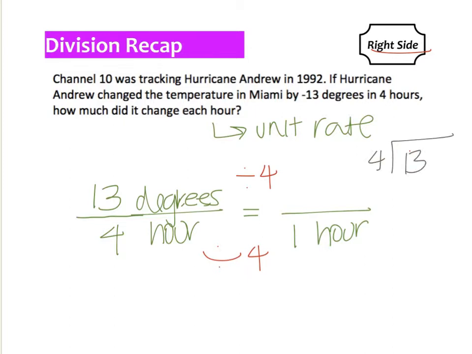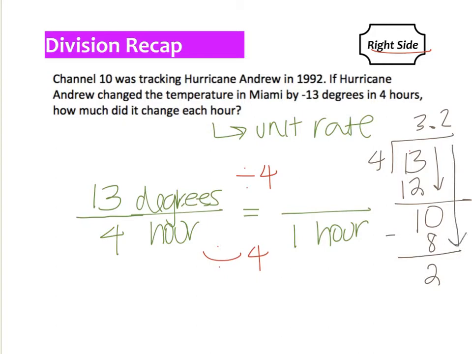So how many times does 4 go into 13? It goes into it 3 times. We get a 12. I'm left with a remainder of 1. Then I'm going to put a decimal point and bring down an invisible 0. How many times does 4 go into 10? It goes in 2 times. I'm left with 8. I subtract. I get a 2. And I bring down another invisible 0.